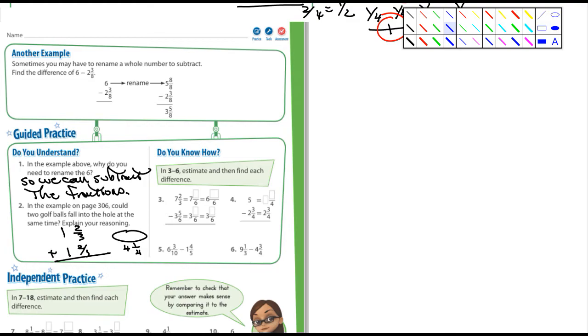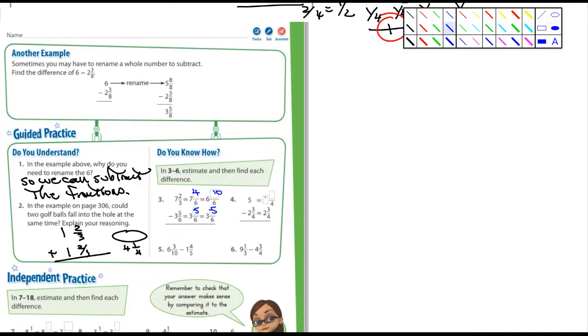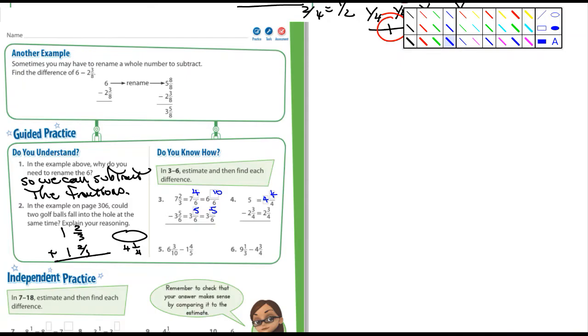Now we just subtract the 1 from the 5, which is 4. So the answer is 4 and 1/2. Okay. You guys should be able to do the rest of these on your own.